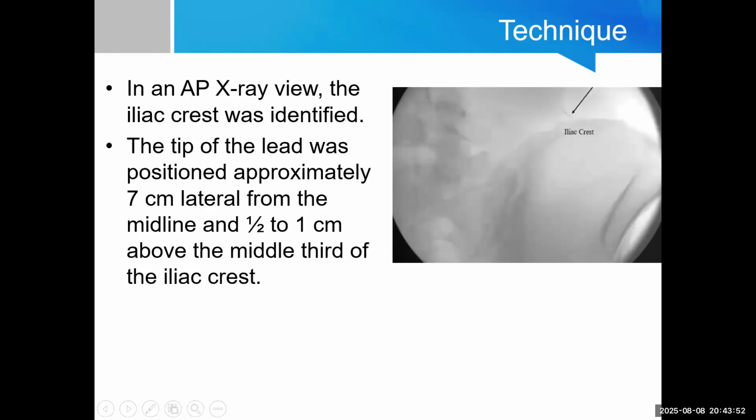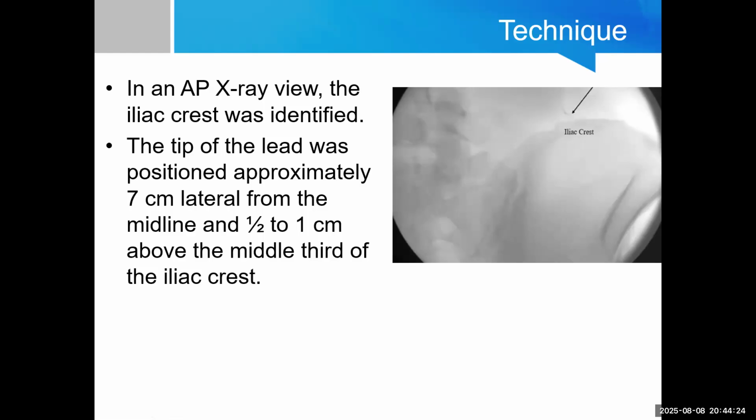So the technique, I'll discuss what they have shared with us. They said that first you take an AP X-ray view where you identify the iliac crest. And the tip of the lead, you imagine at this point, will be positioned 7 centimeters lateral to the midline. I've taken this picture and you can see the lead is 7 centimeters lateral and it is half to 1 centimeter above the middle third of the iliac crest. So we'll have to localize that this will be our final position for the lead placement.